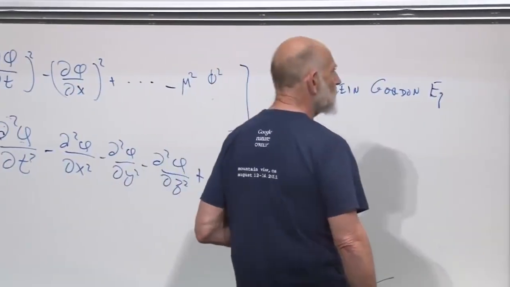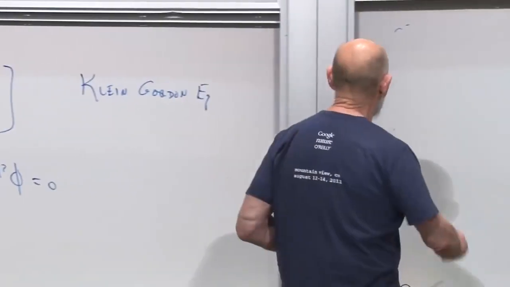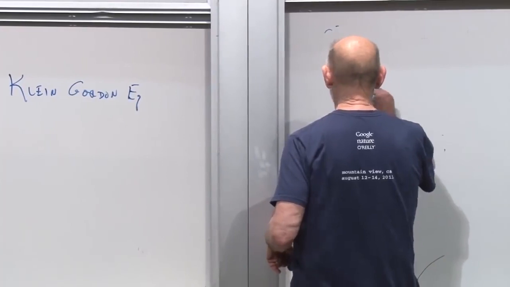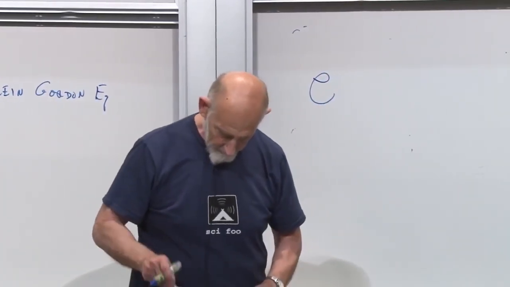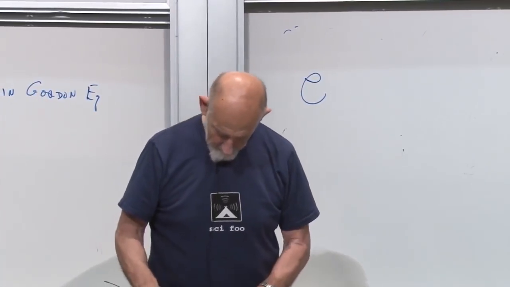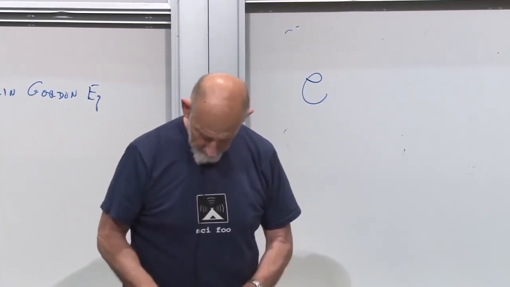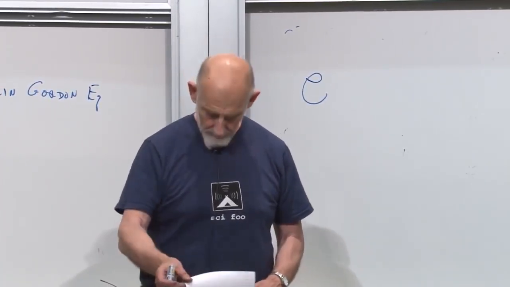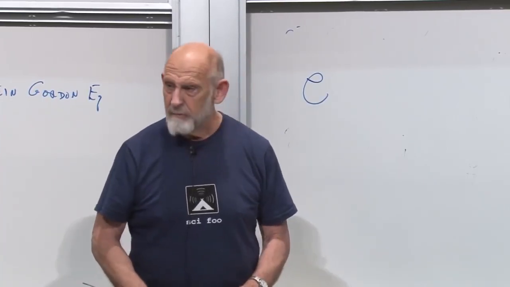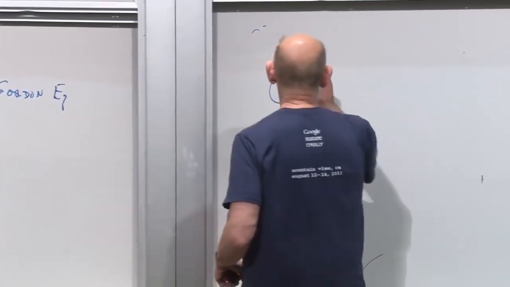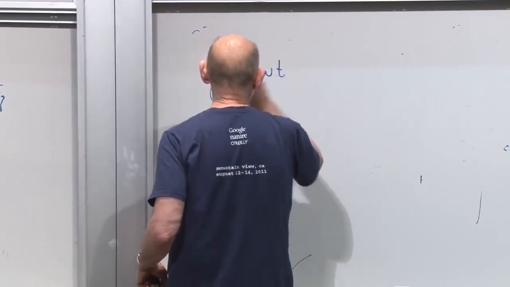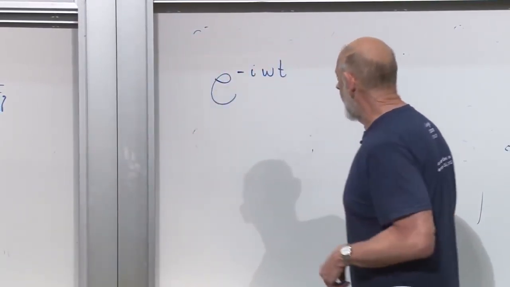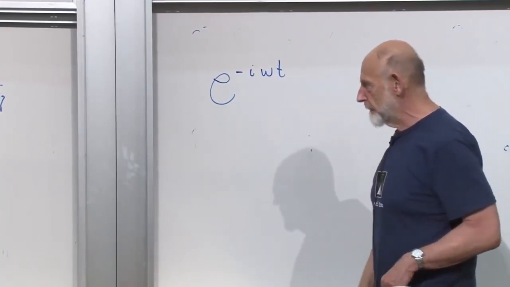All right, what kind of solutions are we going to look for? We're going to look for solutions which first of all oscillate. I can't remember if I want plus or minus here. Minus for positive energy solutions. Yeah. e to the minus i omega t. That's an oscillation with time with frequency omega.